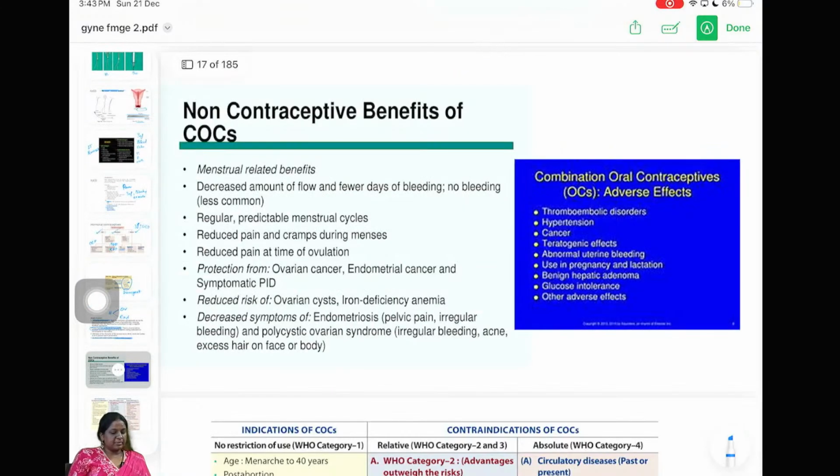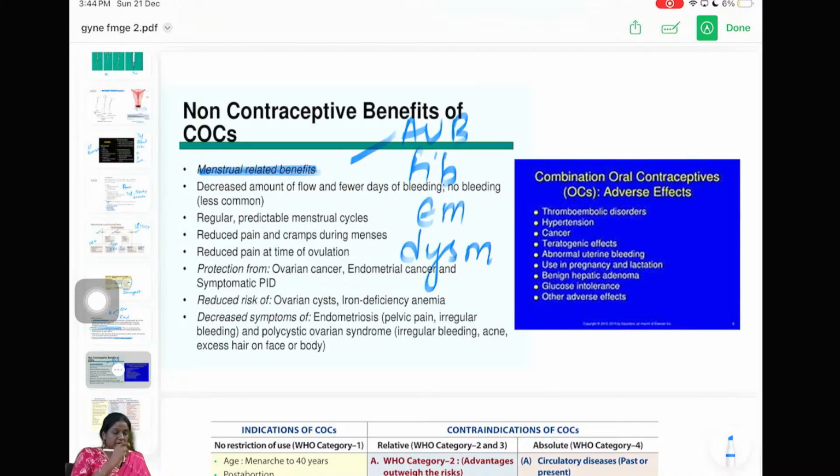What are the non-contraceptive benefits of COCs? See, menstrual irregularities, menstrual related problems. You can use in AUB, you can use in fibroid, you can use in endometriosis, you can use in dysmenorrhea. In all the conditions that we saw in the last session, OCP was one of the medical management, correct? So the same thing is going to be used here.